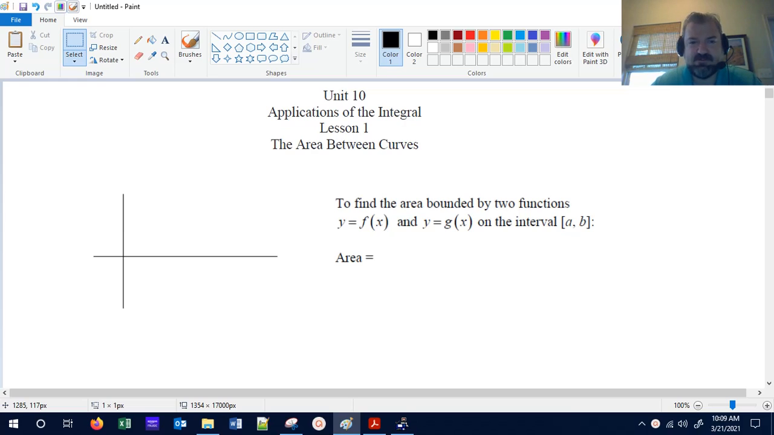Okay, hello out there. This is Unit 10 that we're beginning, our final unit in AP Calculus AB. We're going to start with Lesson 1, the area between curves.